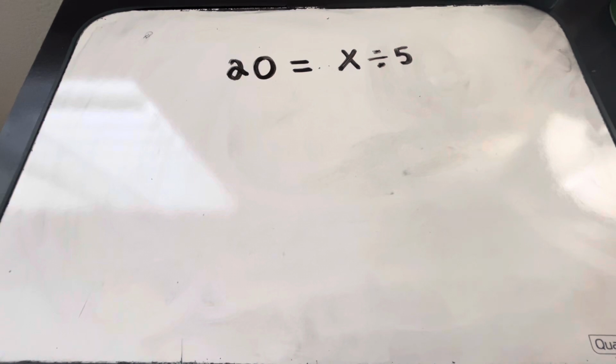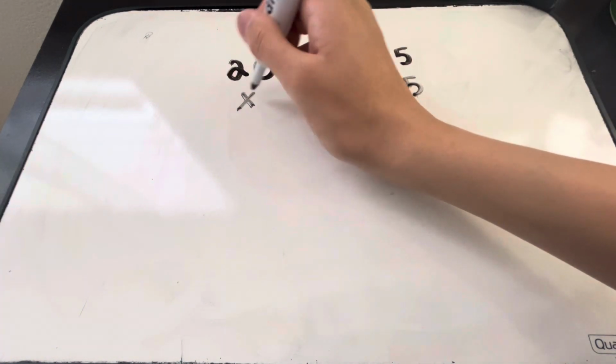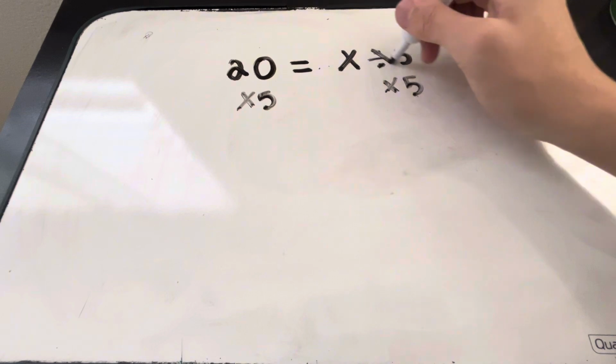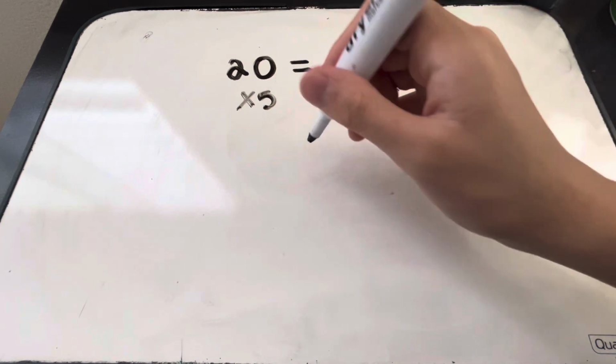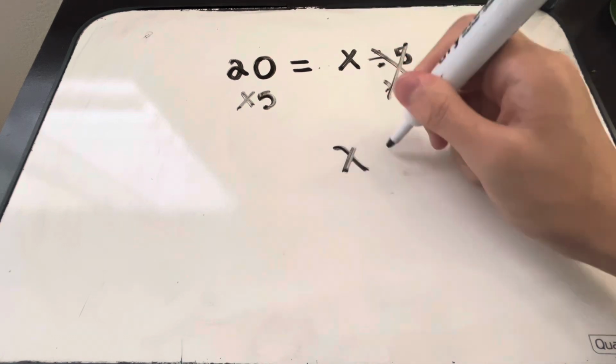Try this next equation. So we're going to do the same thing that we did before, and we're going to multiply both sides by 5 because we want to do the opposite operation. This cancels out the right side to isolate x, because this just becomes 1. So we have x equals 100.